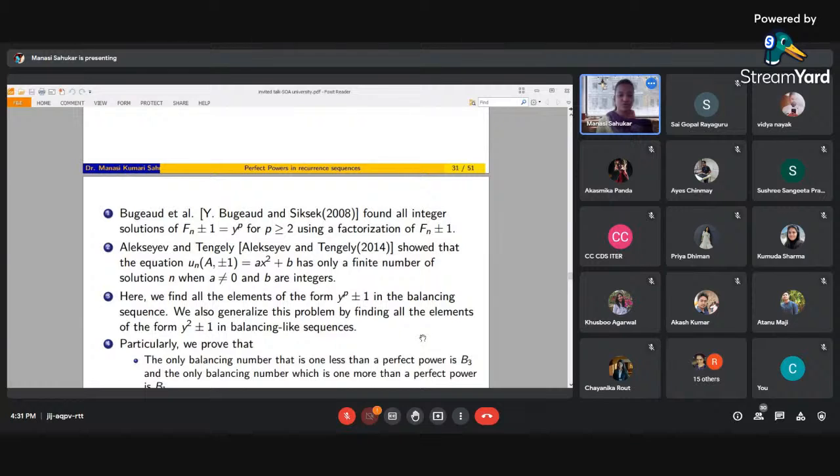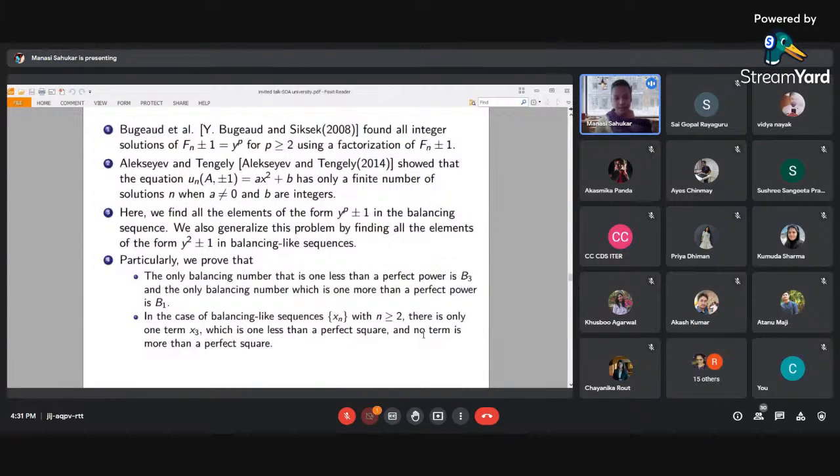So here we find all the elements of the form perfect power plus or minus 1 in the balancing sequence. We also generalized the same problem by taking all the balancing-like sequences in the form of y square plus or minus 1. Particularly, we have found that the only balancing number that is 1 less than a perfect power is B3, and the only balancing number which is 1 more than a perfect power is B1.